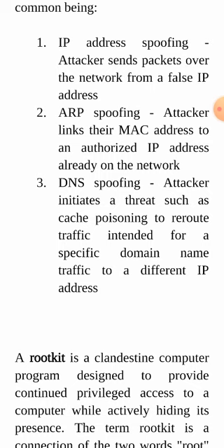So what the attacker does with this DNS is that he initiates a threat such as cache poisoning to reroute internet traffic for a specific domain name to a different IP address. So he usually redirects the direction of flow from the actual server to his or her server, which is mainly malicious in nature. So this is DNS spoofing.